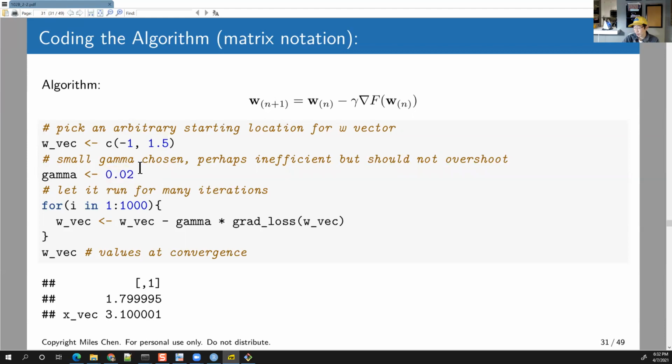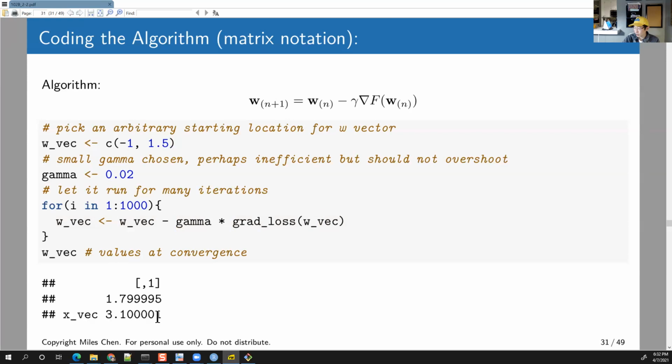I'm going to just choose a small one, and hopefully this will work. And then I'm going to just run the algorithm for like 1,000 iterations. So I start off with my W at this location, and we're going to just keep updating W. Here, I'm not keeping track of anything so far. I just do W vector minus gamma times the gradient, and we update the W vector as such.